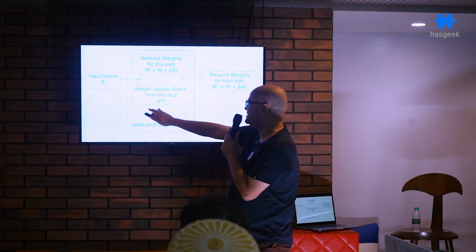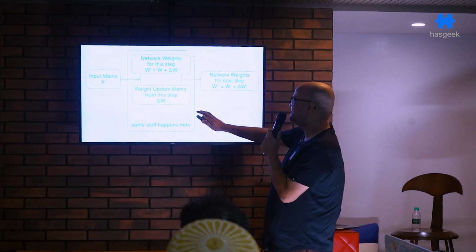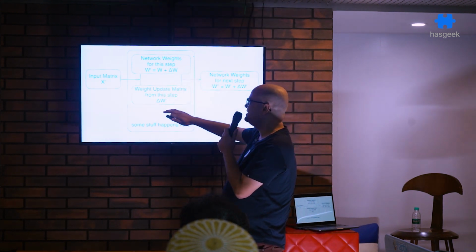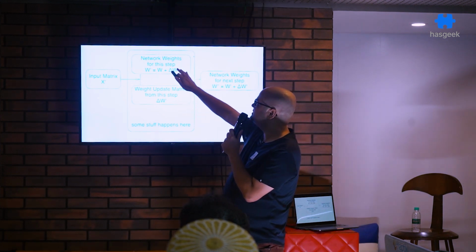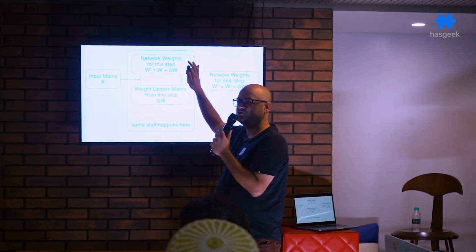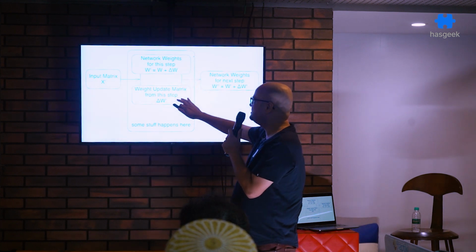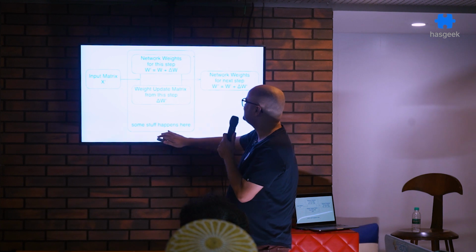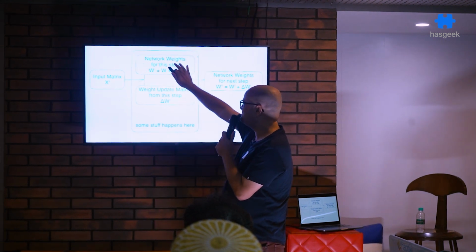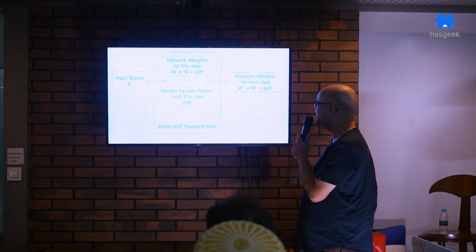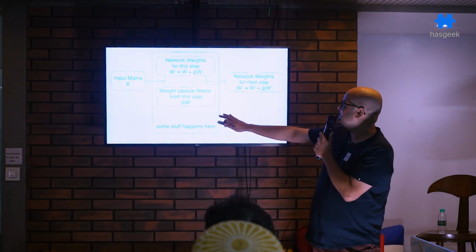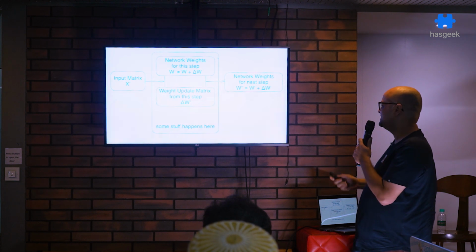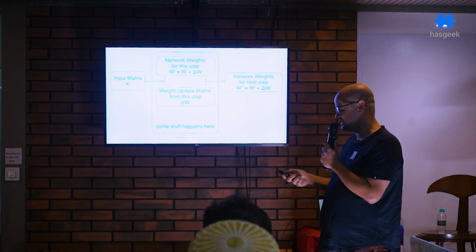So the same view: we get the input matrix x, x prime, this round, and then we need two things. We need the network weights that are going to be used in this round of training, and then we produce weight updates. And some stuff happens, so from w prime we get delta w prime, and then we produce the network weights for the next step, which is basically, we add them up and we are ready for the next round.